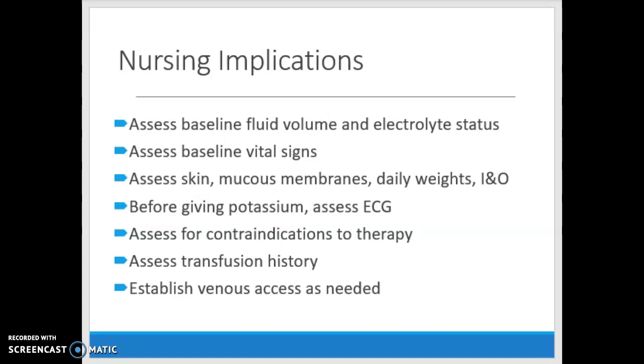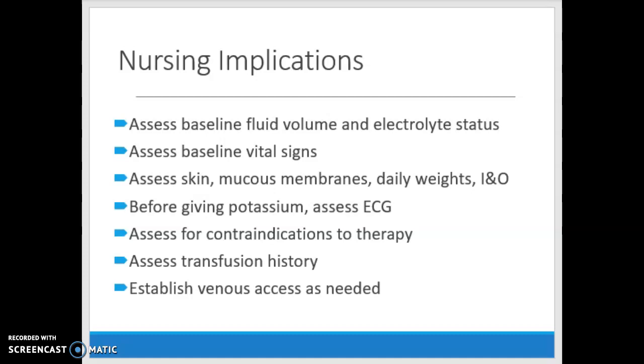We want to be sure we have baseline vital signs and that our assessment has included skin, mucous membranes, daily weights. Daily weight is the number one indicator of fluid volume changes. Intake and output are important for us to measure and monitor. Before we would give any potassium, we want to make sure that the patient has had an ECG and that's been assessed.